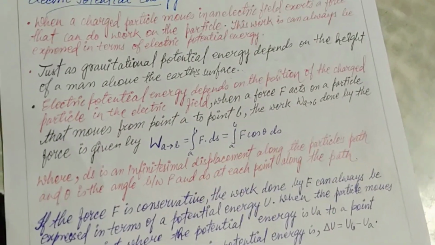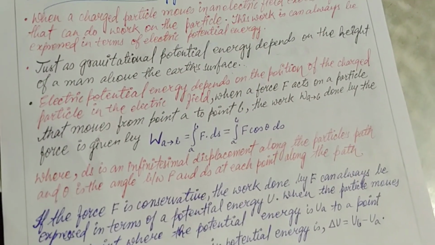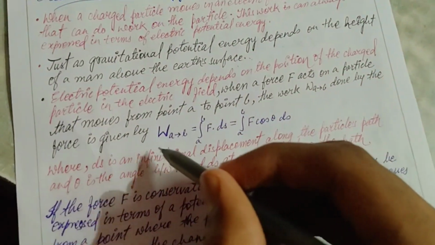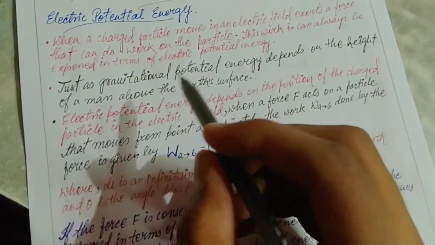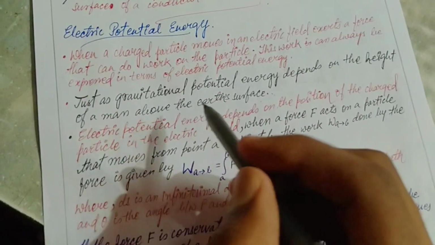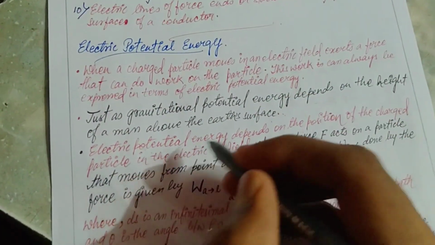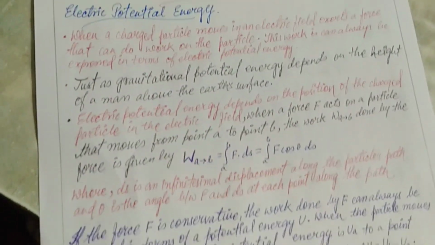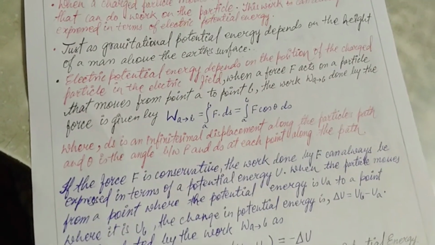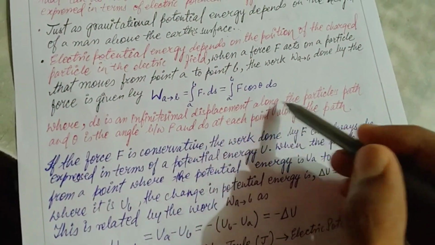When a force F acts on a particle that moves from a point A to B, the work done by the force from A to B is given as follows. In simple MCQ questions, these things will really help you with what the electric potential energy depends on. So please go to the notes after watching the video. Here ds is an infinitely small displacement.